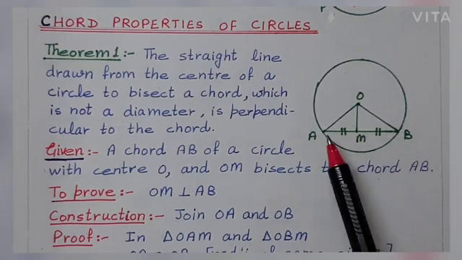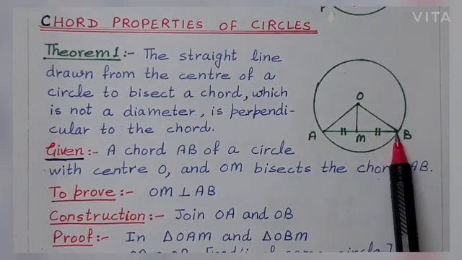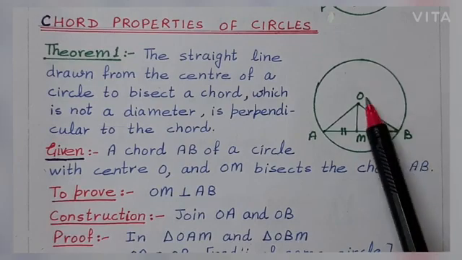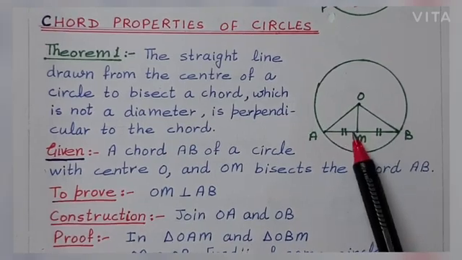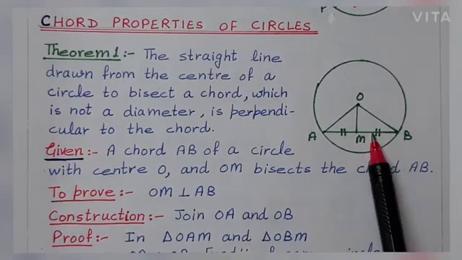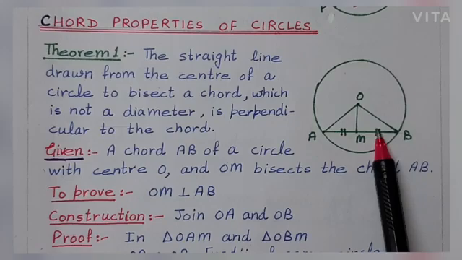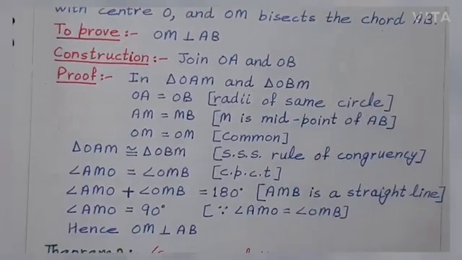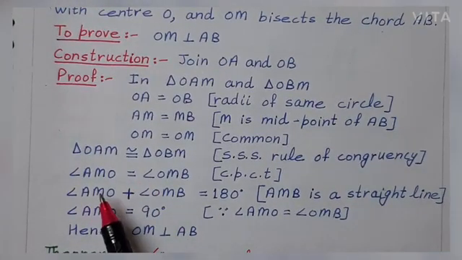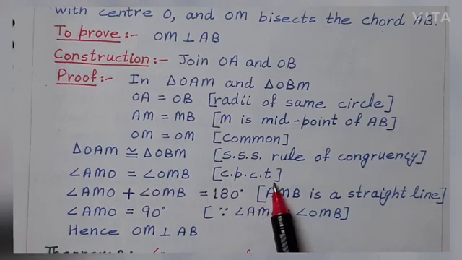Second is AM equal to MB, which is already given. And the third condition is OM is common. So by SSS congruency, the two triangles are congruent. Clear? Now students, since the triangles are congruent, therefore angle AMO is equal to angle OMB by CPCT.